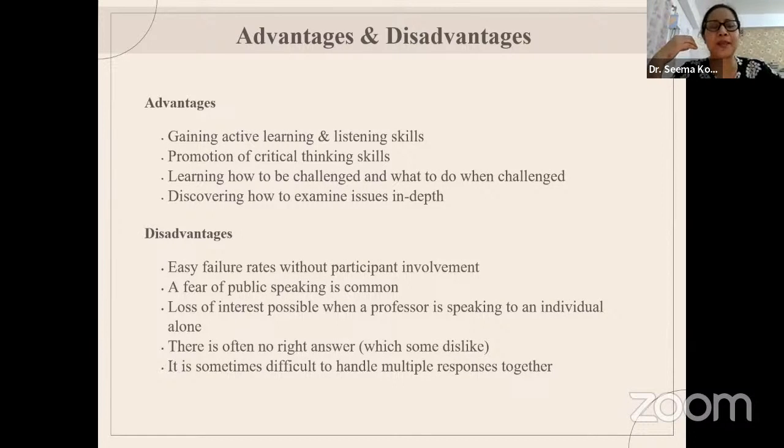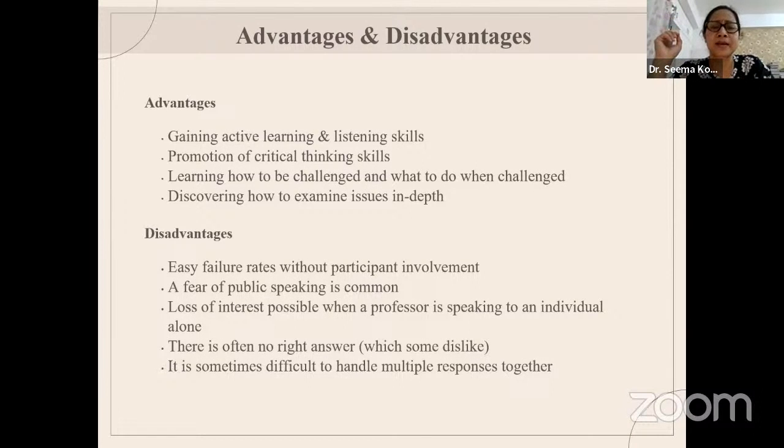So the advantages are learning how to be challenged and what to do when we are challenged. I'm not being able to put it up in a proper manner, how to question it actually. I think ma'am can help with it at the end. And here the advantages are that you get in-depth into the problems of an issue.